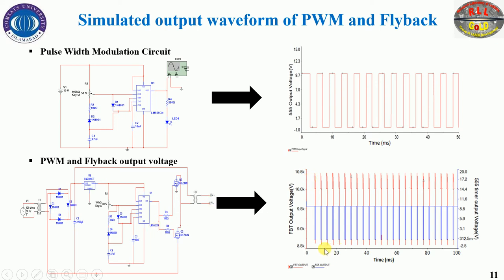When the low voltage of this PWM signal is applied at the gate of the MOSFET, then the drain to source channel acts as an open circuit, and the current stops flowing through the primary winding of the flyback transformer, and the energy stored in the form of magnetic field collapses in the core, and a high voltage pulse is generated at the output of the flyback transformer.